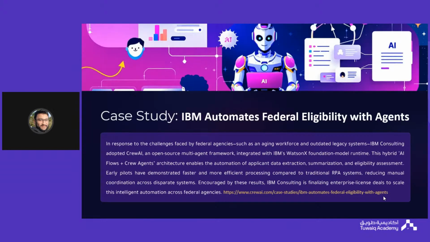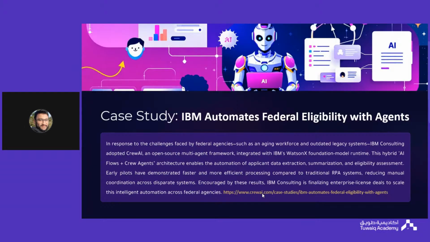Coming to the case studies, the future, and the ongoing research being conducted. Most of the research is done even by IBM. I don't want to go deep into the IBM AI agent. We just need to understand how IBM automates federal eligibility with agents. I have given the link for the IBM research here. You can find the link, and if you follow it you can understand how federal eligibility has been executed with AI agents.